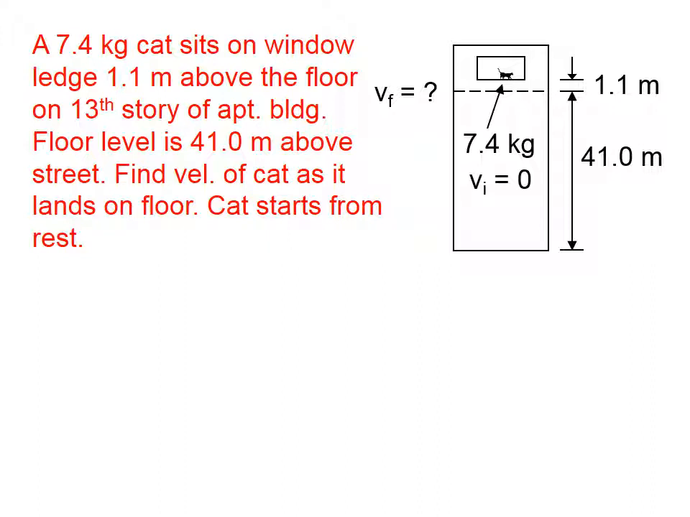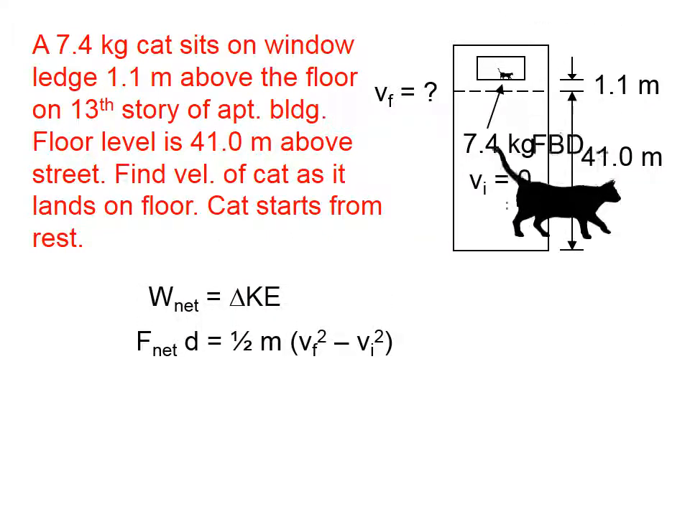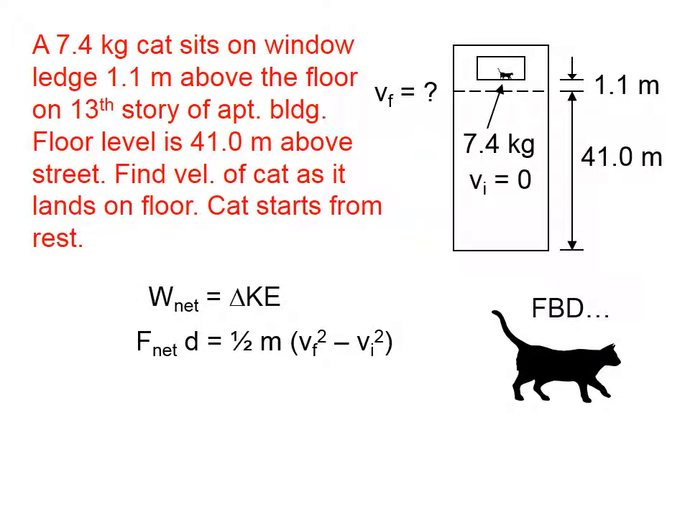While the cat is in transition from the window ledge to the floor, that cat will be in free fall. So a free body diagram of such a cat would just have a single force, the weight of the cat, which is his mass, 7.4 kilograms, times g, which is 9.81 meters per second squared. That comes out to be 72.6 newtons. That will be the net force on this cat. The distance through which that force acts is 1.1 meters.